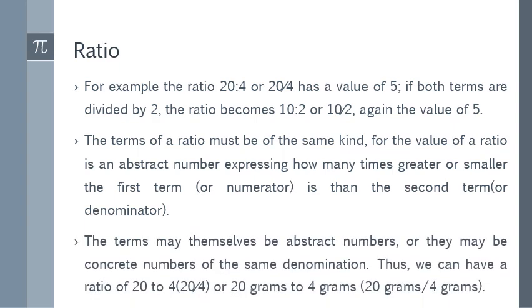So if we have abstract numbers, we can write the ratios as 20 is to 4 or 20 upon 4. If we have concrete numbers, we will use the unit of measurement along with the number, and it will be 20 grams is to 4 grams or 20 grams by 4 grams.